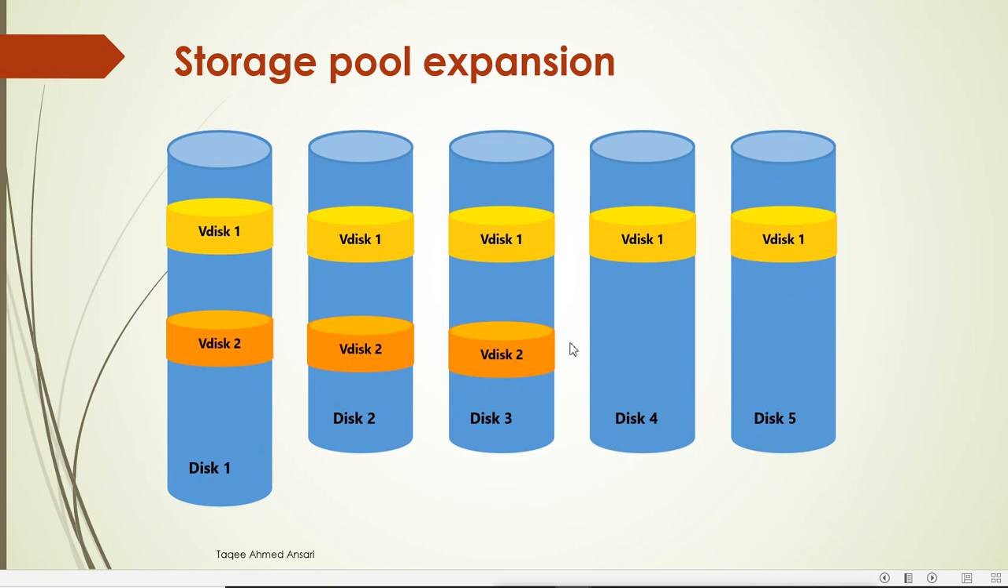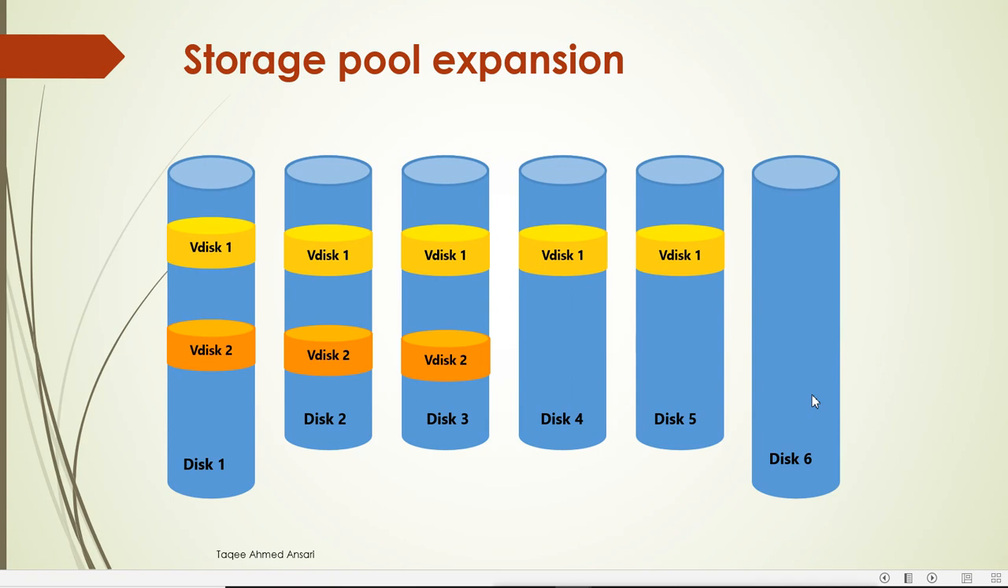Now storage pool expansion. These are the physical disks we can see, like disk 1, disk 2, disk 3, disk 4, disk 5, and we can see the virtual disk when we create it, it is expanded over all these disks. For example, this virtual disk 1 is expanded over all 5 disks, and this virtual disk 2 is expanded over 3 disks. So this is what is called storage expansion, pool expansion. We can add a new virtual disk into it, and these virtual disks can also expand over the new disks.